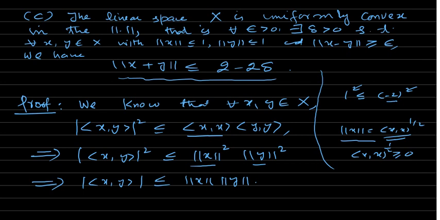So that's why we can cancel out these two squares on both sides without reversing the inequality. So this is the first one. Okay, mod of inner product of x, y is less or equal to norm x norm y for all x, y in X.